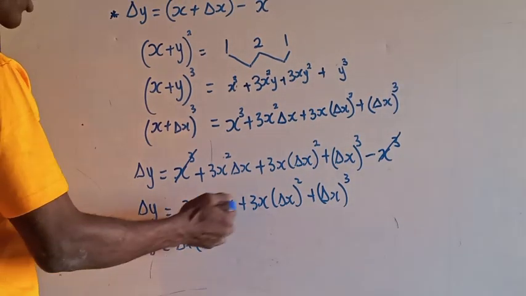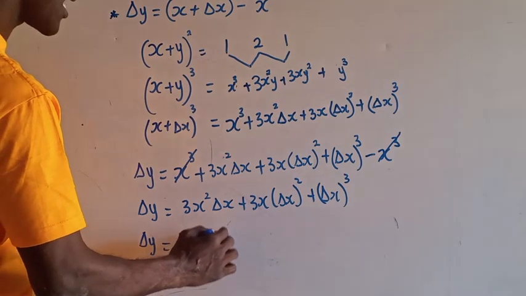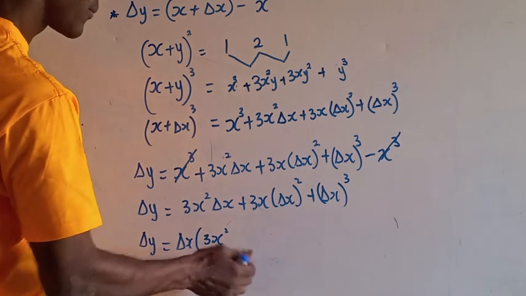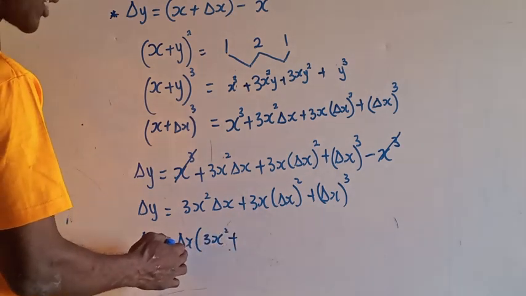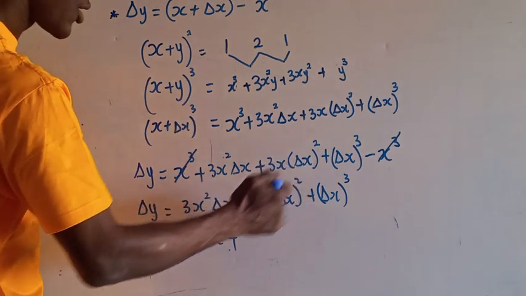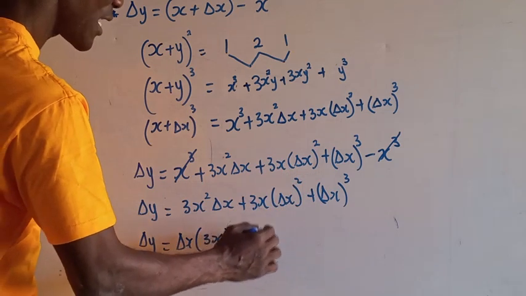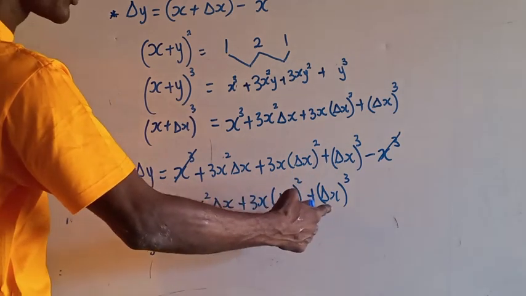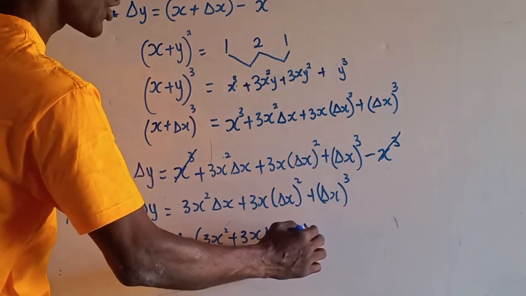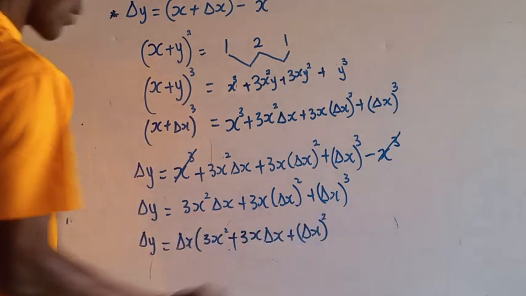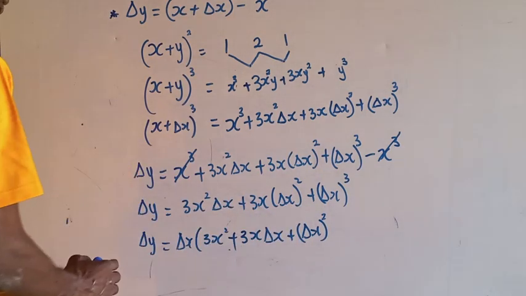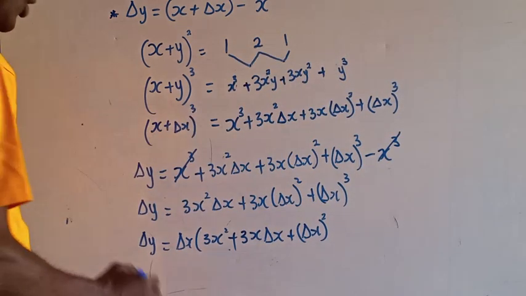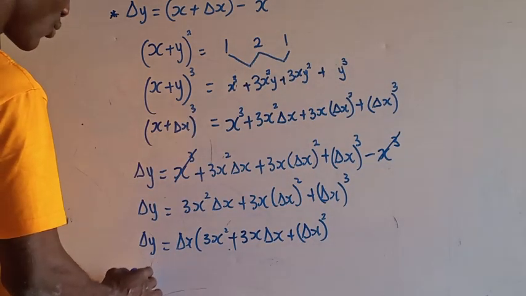So when change in x goes here, you are having 3x squared plus, when change in x goes in change in x squared, you'll be having 3x change in x, then plus, when change in x goes in change in x cubed, you have change in x squared. Now the next thing we are going to do is we multiply through by 1 over change in x, or divide through by change in x. So let's divide through by change in x.